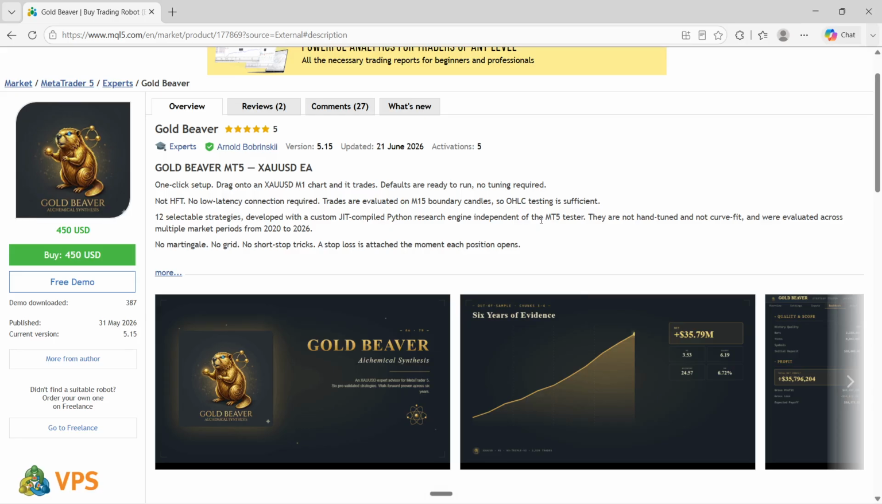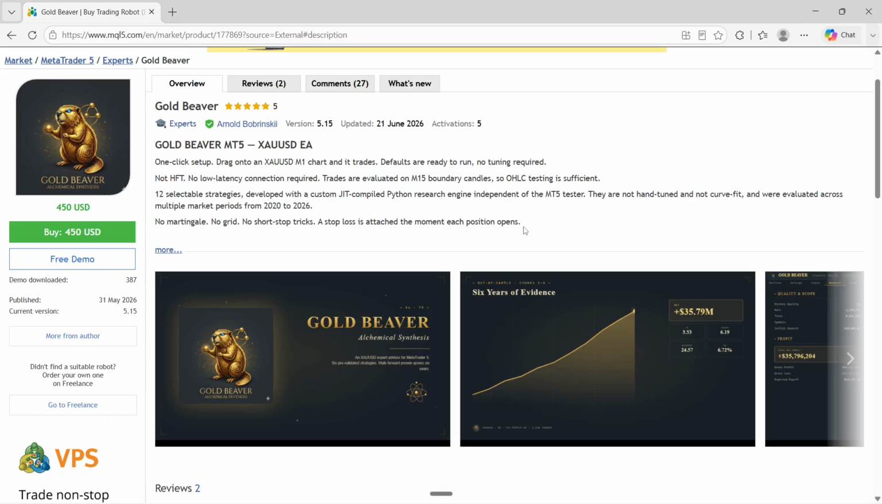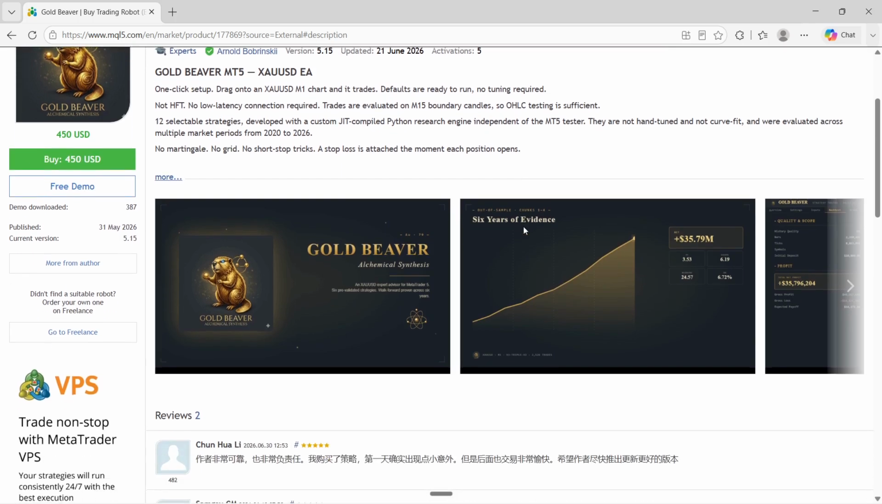Hey everyone, welcome back. Today we are reviewing the Gold Beaver EA for MT5. This is a multi-strategy gold system with 12 selectable modes and a clean rig structure. So let's break it down and check out what happens when I put it through my own personal backtest.